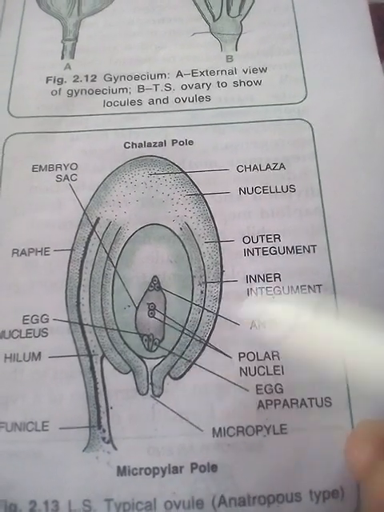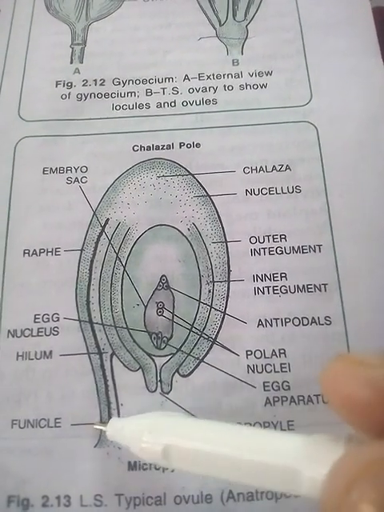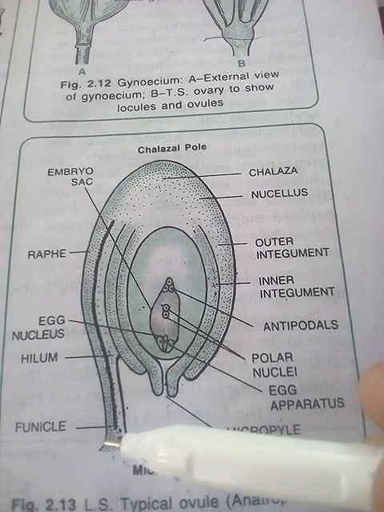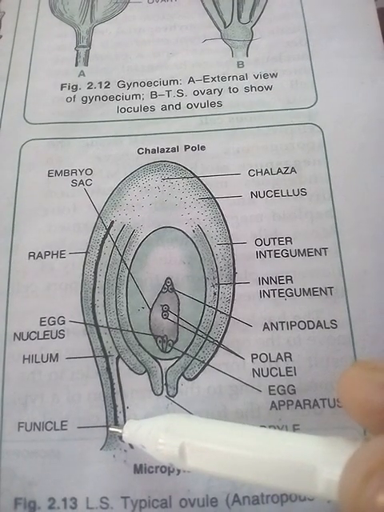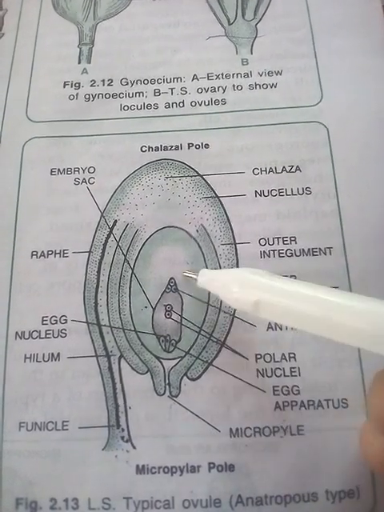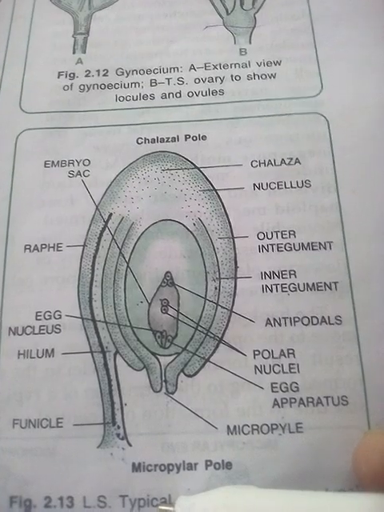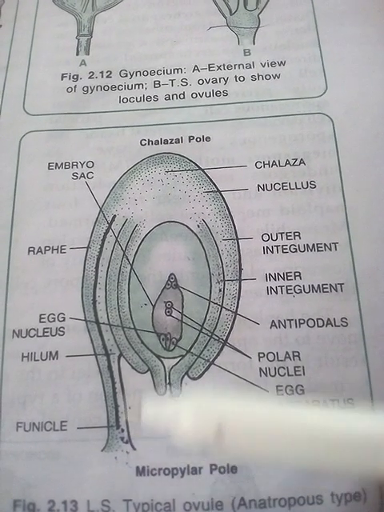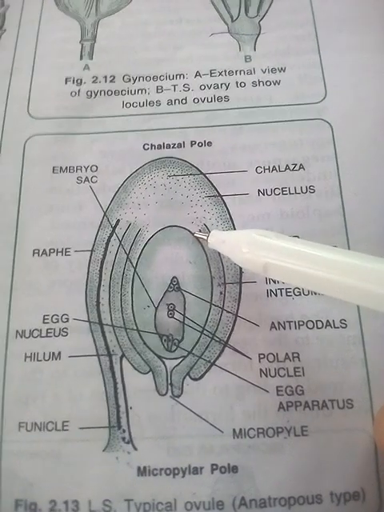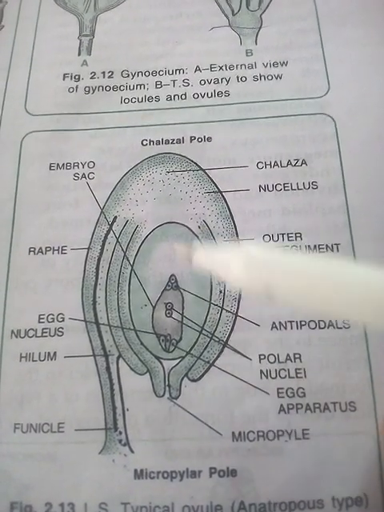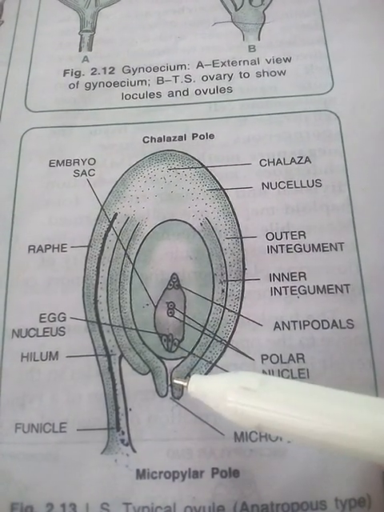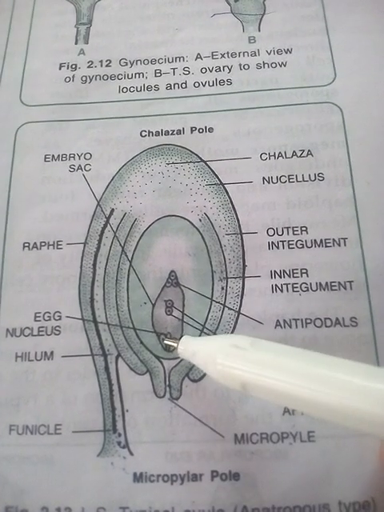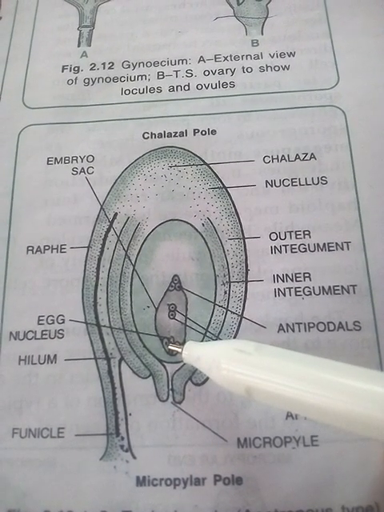Okay, so what is the function of the funicle? The funicle is the stalk by which the ovule is attached to the placenta. And what is the function of the nucellus? It supplies nutrition to the developing embryo. What is the function of the micropyle? By the micropyle, the pollen tube enters into the ovule.